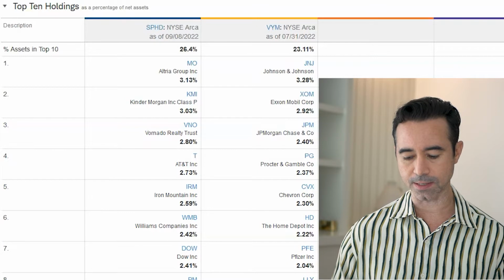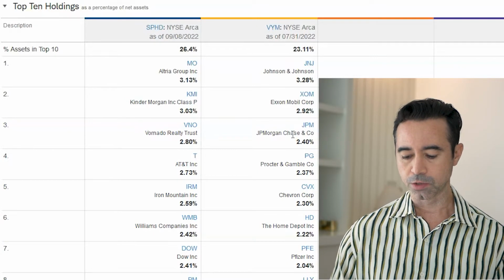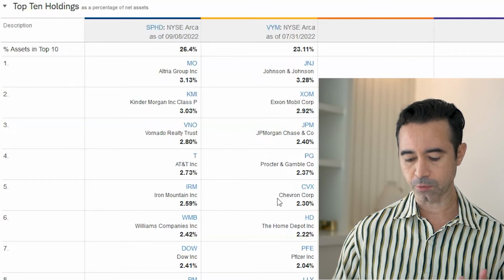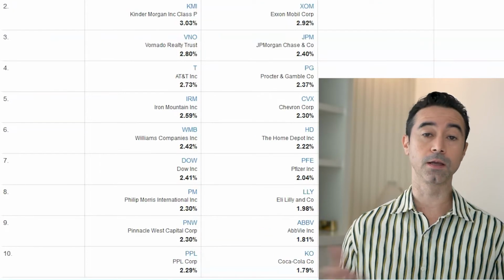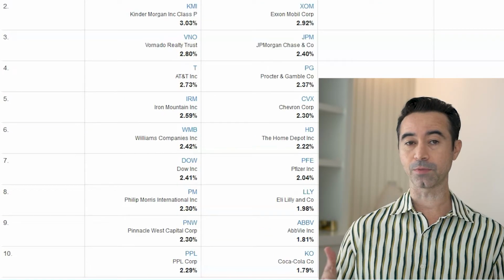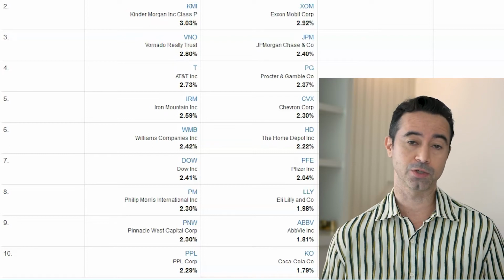We got Johnson & Johnson, XOM, so ExxonMobil, JP Morgan Chase, Procter & Gamble, Chevron, the Home Depot, Pfizer, Eli Lilly, AbbVie, Coca-Cola. Interestingly, these don't really have much overlap in the top 10. I'm actually interested to see that because you don't see that very often. A lot of times you go with a similar ETF, they have a lot of stocks that are overlapping.